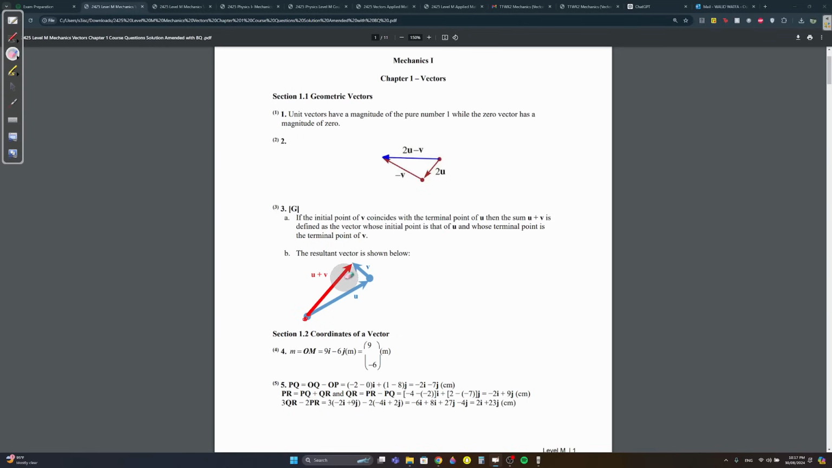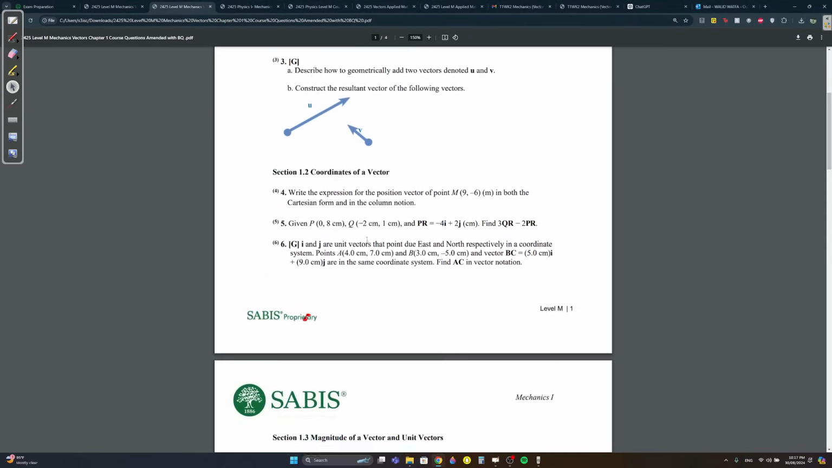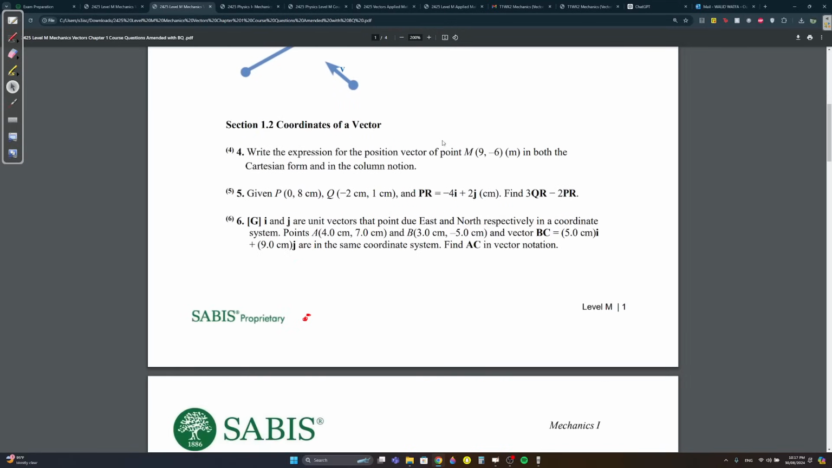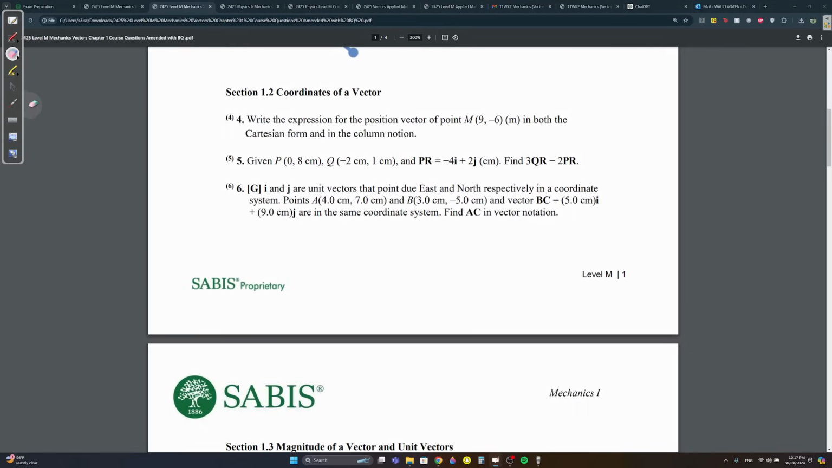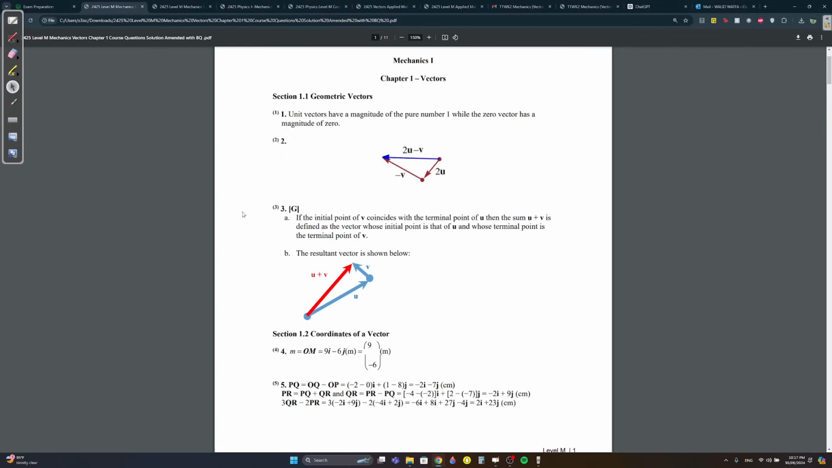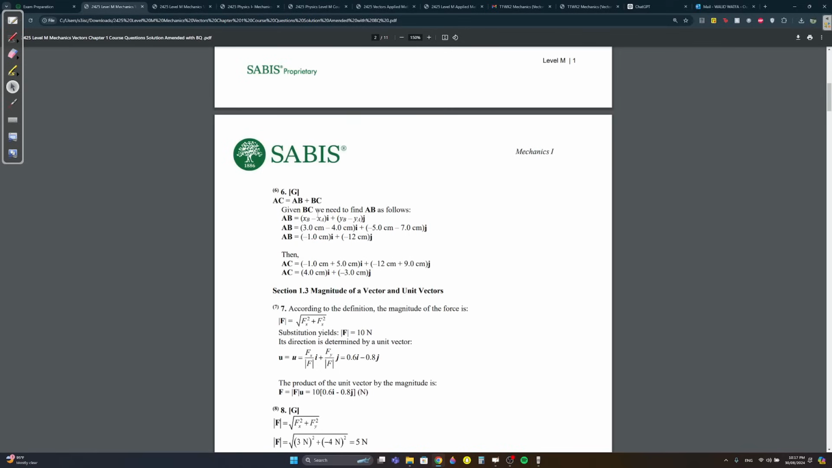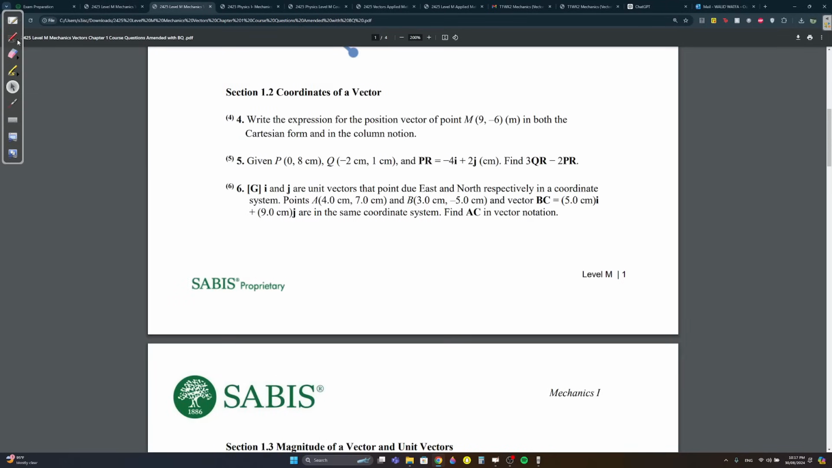And then, which of the following? It could be this one or the one in the quiz. Question 6. I and j, okay. This is a very easy question. I will show you my way because I don't like the solution here. I need to find AC. Okay, and I really don't like the solution here. I'm going to show you my way.